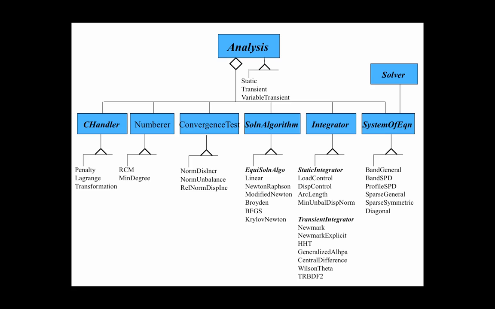So OpenSees, the analysis options. As I say, we've got constraint handlers, numbers, convergence tests, solution algorithms, integrators, and system of equations. So what I'm going to do next is talk about each command individually and the different options and what they actually mean.